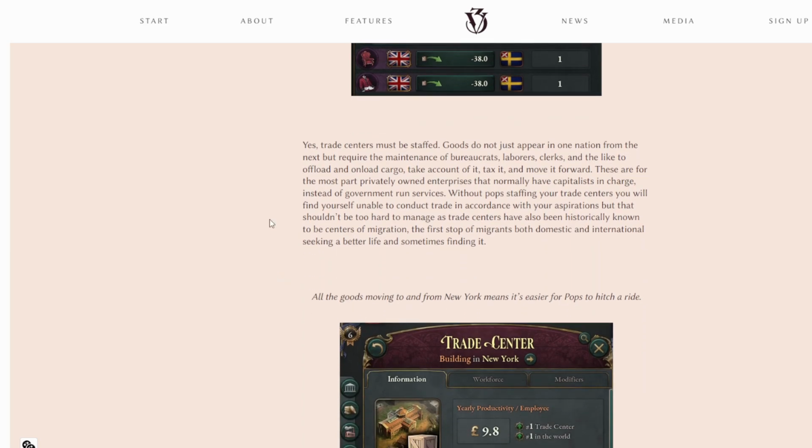Goods do not just appear in one nation from the next, but require the maintenance of bureaucrats, laborers, clerks, and the like to offload and unload cargo, take account of it, tax it, and move it forward. These are, for the most part, privately owned enterprises that normally have capitalists in charge instead of government-run services. Without POPs staffing your trade centers, you will find yourself unable to conduct trade in accordance with your aspirations, but that shouldn't be too hard to manage, as trade centers have also been historically known to be centers of migration. Makes sense.